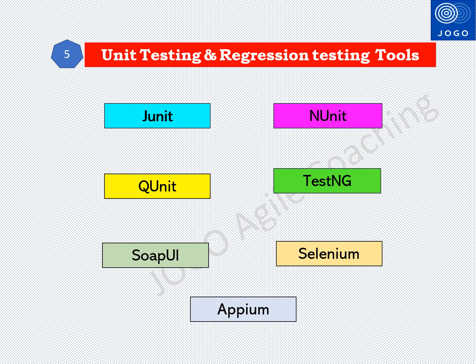The next activities done by the Agile teams during the development phase are unit and regression testing. A few popular tools used in the industry for unit and regression testing are JUnit, NUnit, QUnit, TestNG, SoapUI, Selenium, and Appium.